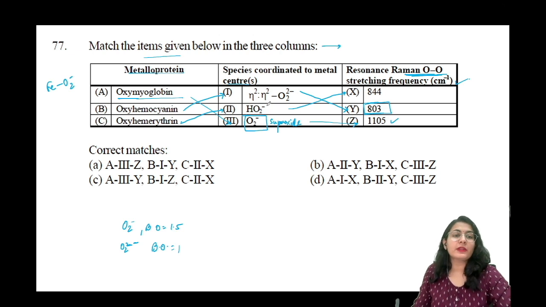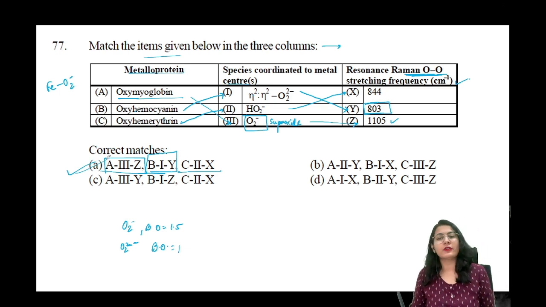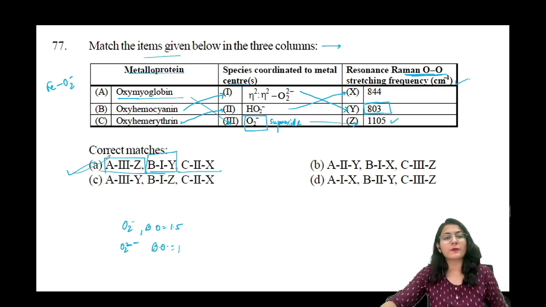Oxyhemoglobin maximum frequency, A matches with 3 and Z. So only one option, A, 3 and Z. Then B, 1 and Y. Then lastly C, 2, X, 4. Yeah, so A is your correct answer. Okay, just go to the structures, you will know.